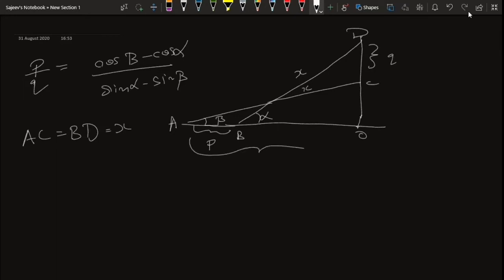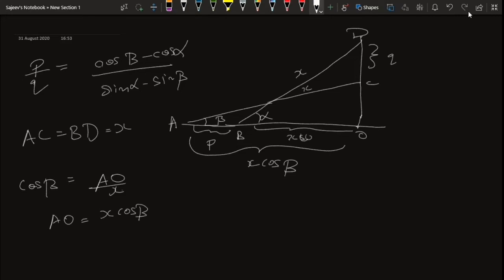Now what's AO? If you look at the triangle AOC, what is cos beta? Cos beta is AO by X, so AO is X cos beta. What's BO first? BO is X cos alpha. CO is X sin beta, and DO is X sin alpha. Great.